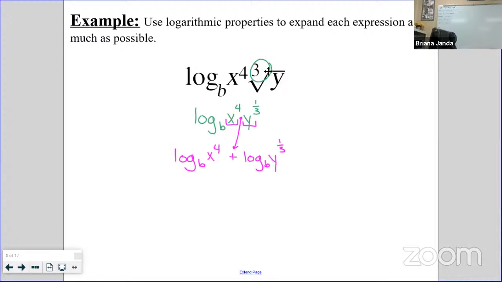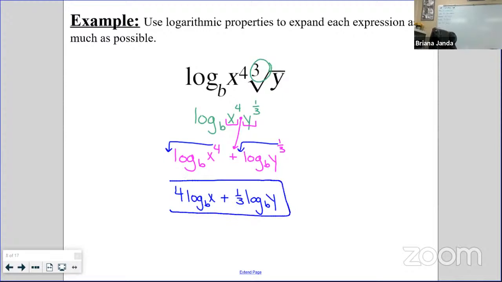And then finally, I would want to make sure that all exponents are my power rule slid out front to be our constant multipliers. So I've got two of those. I'm going to slide that 4 out front. I'm going to slide the 1/3 out front and get 4 log base b of x plus 1/3 log base b of y. Inside my logarithm, I have one single term with no exponent, an x here, one single term with no exponent, a y there. That's a good indication that I have fully expanded my expression.